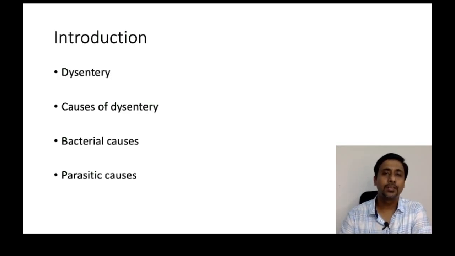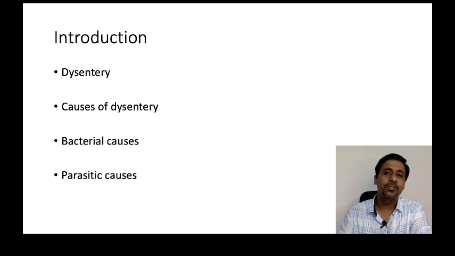To start with, just a brief: what is dysentery? Dysentery is diarrhea with blood and mucus. And what is diarrhea? Passing of 3 or more stools per day and/or passing stool more frequently than normal is called diarrhea as per WHO. So if blood and mucus is present in the diarrheal stool, it is dysentery.